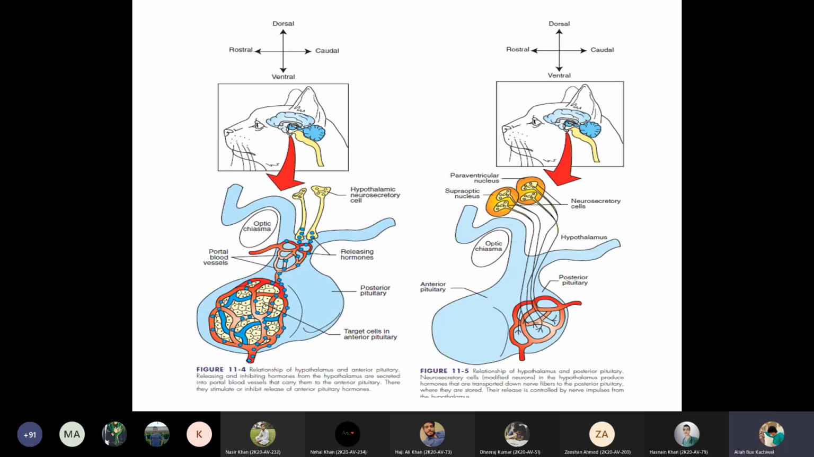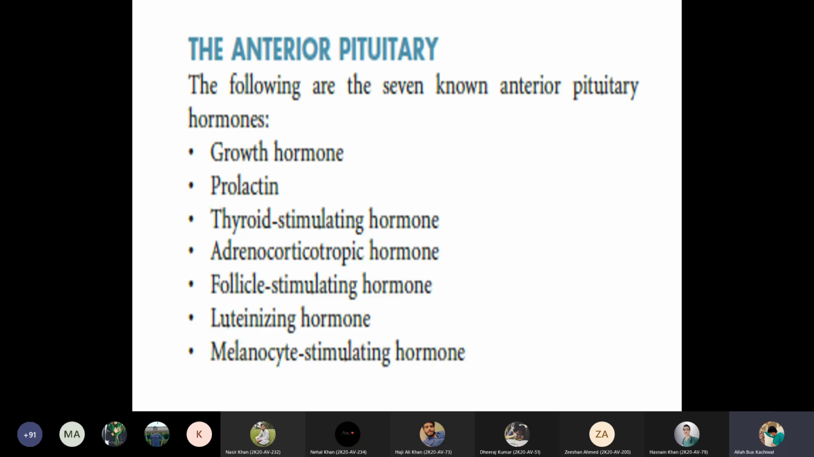So mostly, the endocrine glands present in the brain, as I have told you, are the hypothalamus, the pituitary, the anterior pituitary lobe, and then the posterior pituitary lobe, then the pineal gland, which is present in the cranial cavity of the cat.